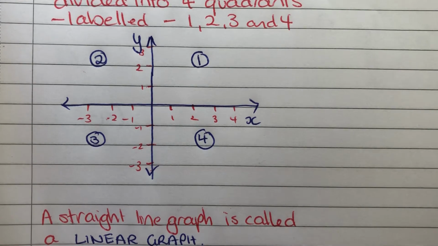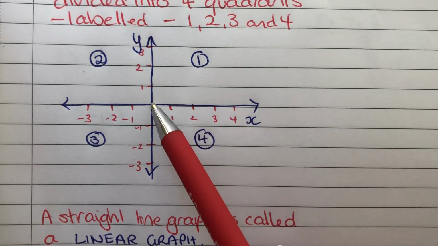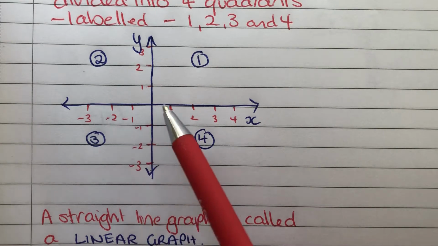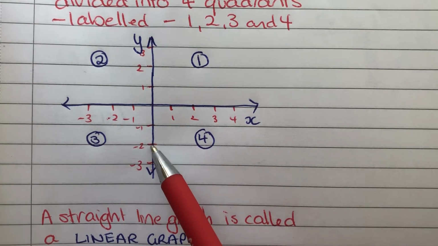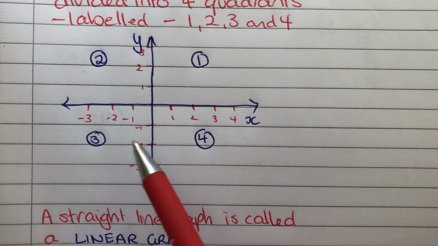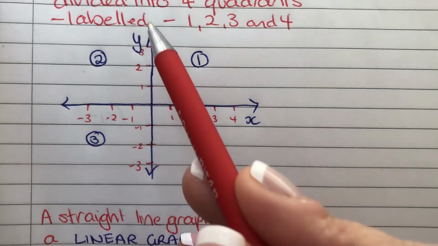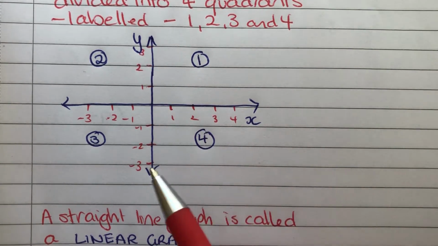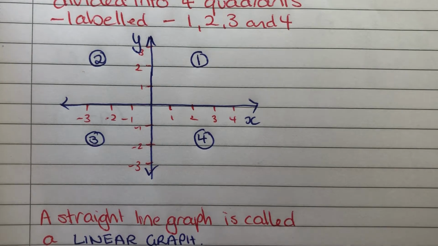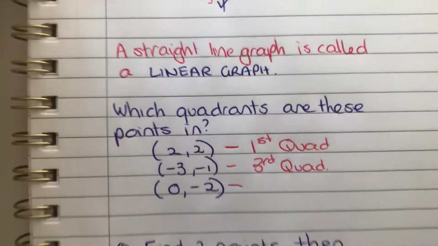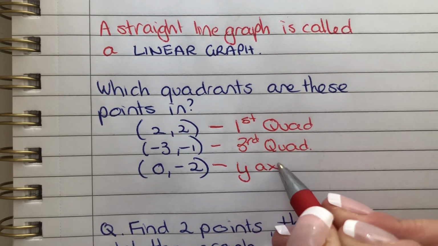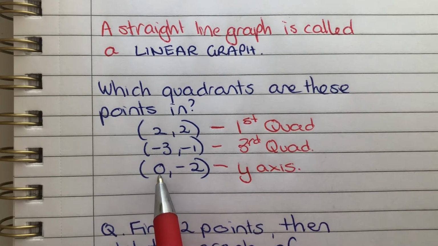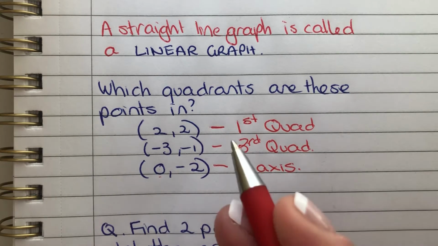The next point is 0, -2. Remember, we're doing x first. So if we're going 0, we're just stopping here. And we're going to go -2. Now that's a different one. We don't say it's in 3 or 4, even though it's right next to them. We say it is on the y-axis. So the answer to our last example is it's not in a quadrant, it's on the y-axis. That's going to happen with anything that is 0 to begin with.